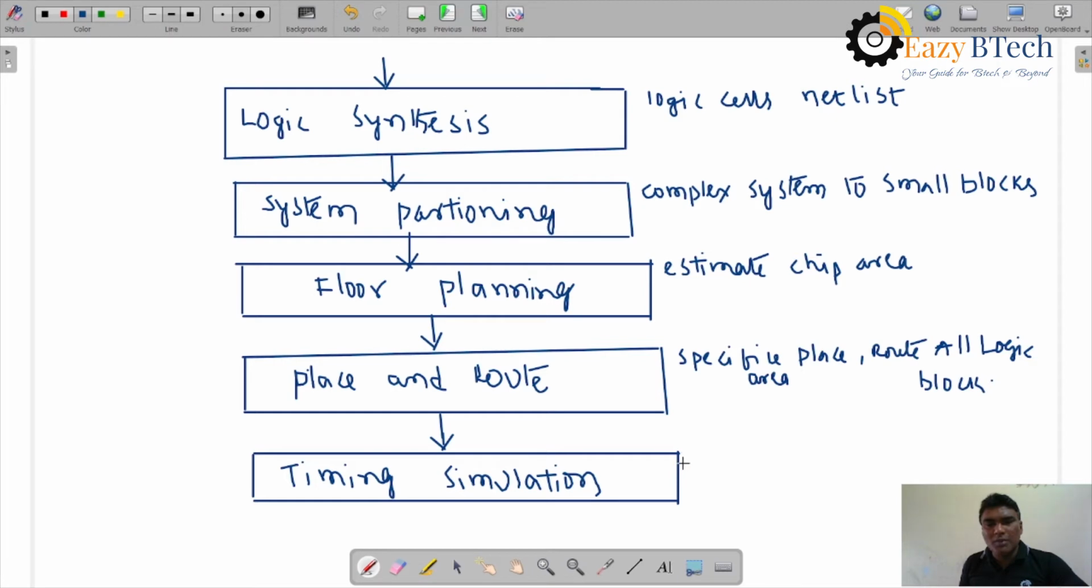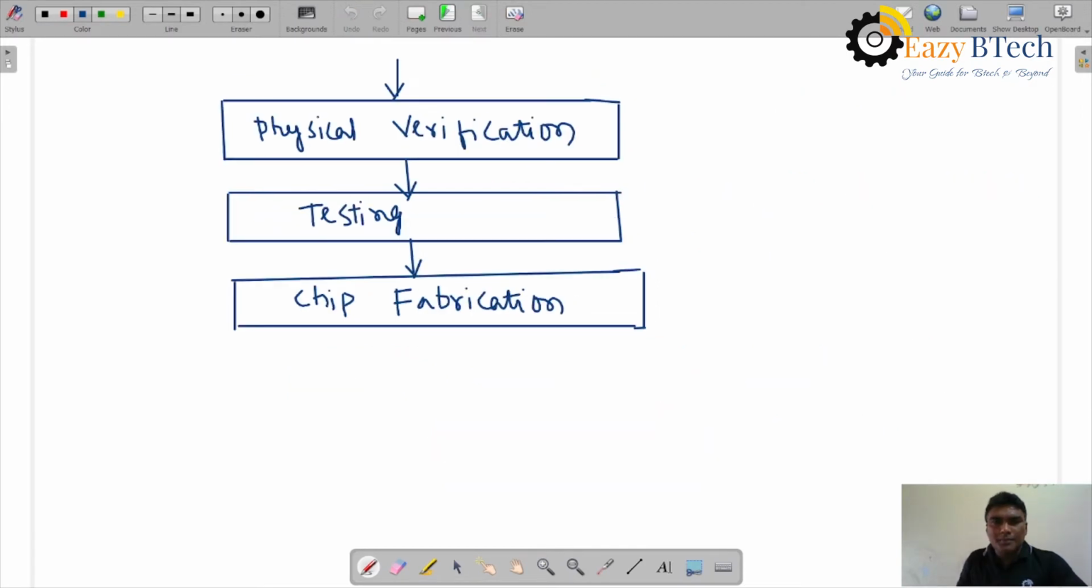So what about this timing simulation? Simulation is nothing but describing the timing analysis, the time delays: knowing how much time delay there is in logic cells and interconnections, right? Then physical verification. After verifying the timing, we can do the physical verification.